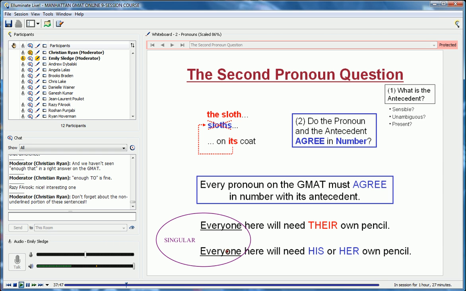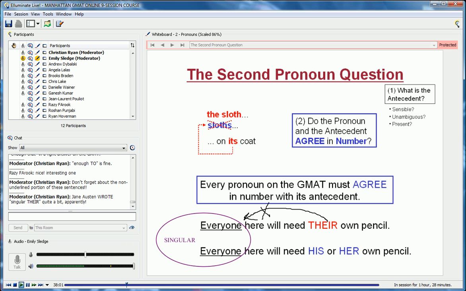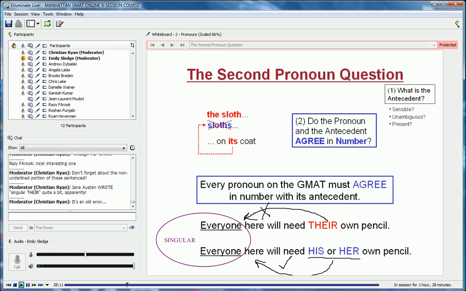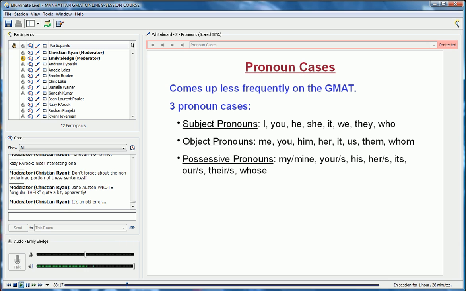But the GMAT's take on it is that "everyone" is a singular indefinite pronoun. All indefinite pronouns are treated as singular. So it's inappropriate to use "their," which is plural. It's gender neutral and nice for that reason, but the GMAT doesn't agree with that. Either "his or her" would be the right way to go, because those are both singular. It is an old error, and if you don't want to annoy your friends, I recommend that you not correct them on that.